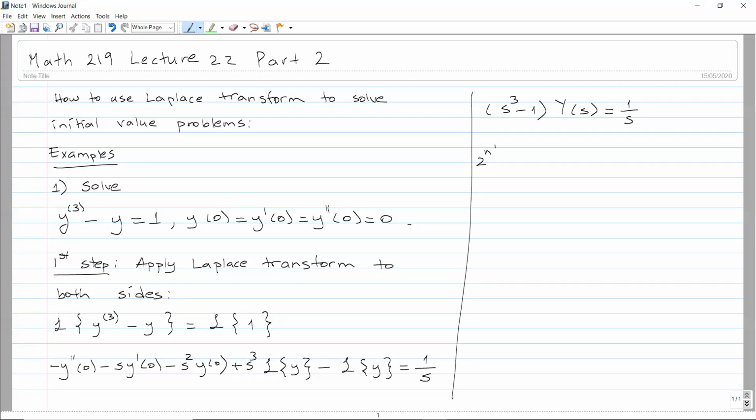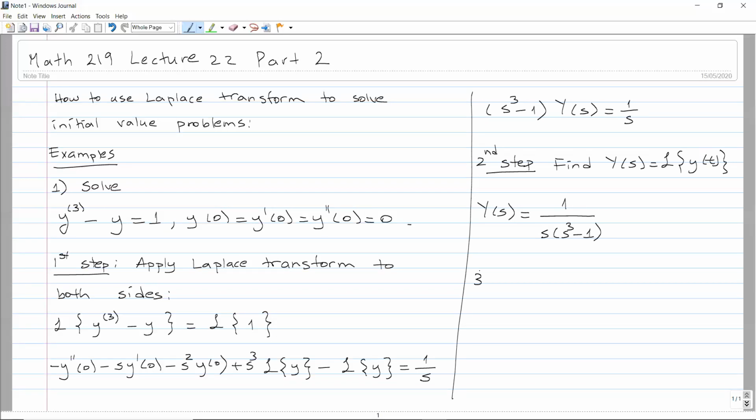So our second step is to find the function capital Y of s, which is the Laplace transform of y(t). So we just divide by s cubed minus 1. Our function capital Y of s is 1 over s times s cubed minus 1.